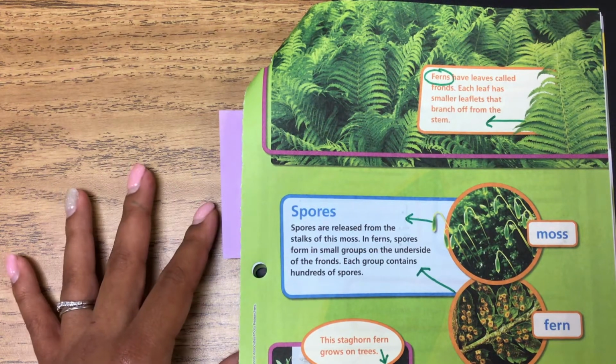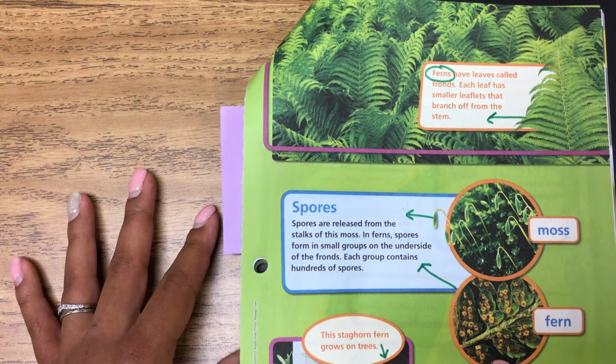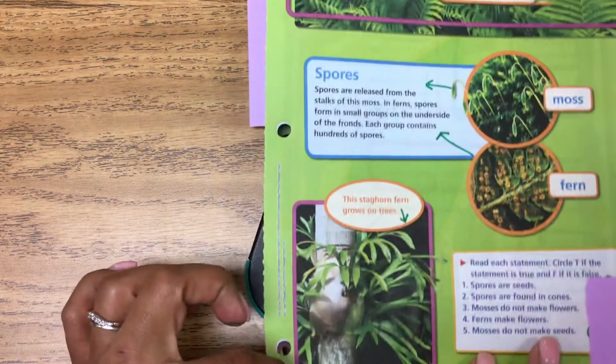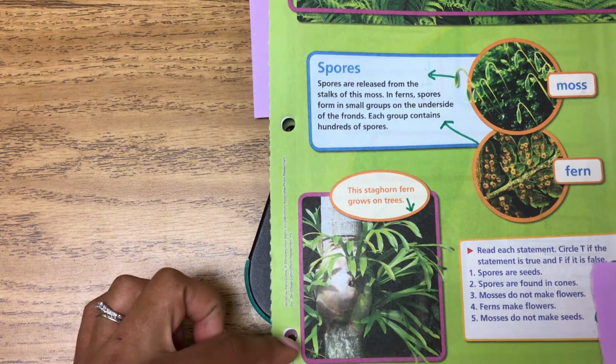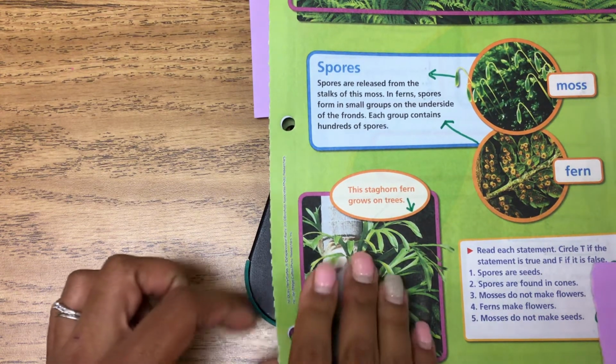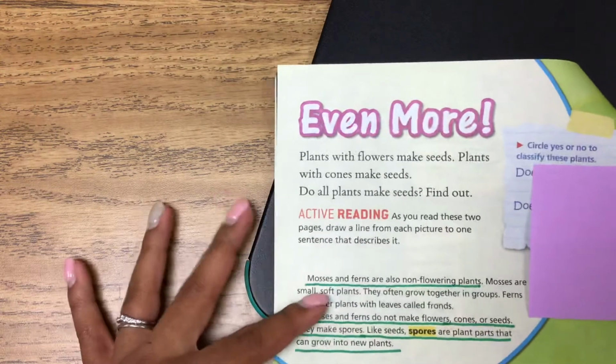Spores. Spores are released from the stalks of this moss. In ferns, spores form in small groups on the underside of the fronds. Each group contains hundreds of spores. And then down here, we have the staghorn fern that grows on trees. So go back to the previous page, and let's take a look.